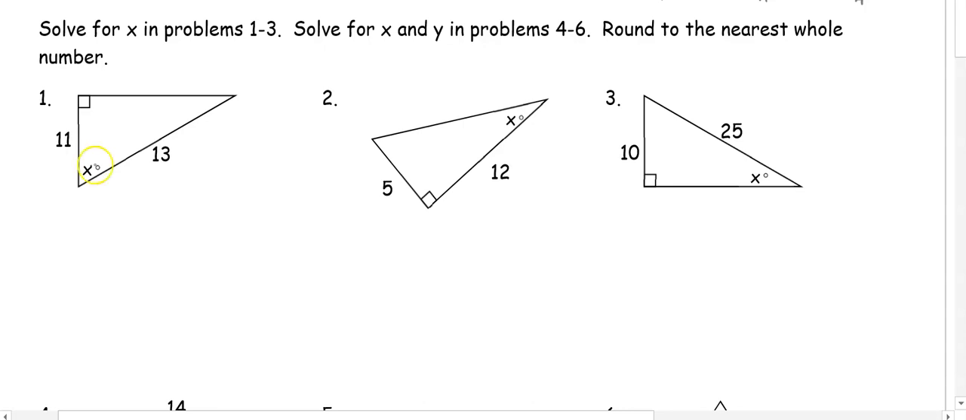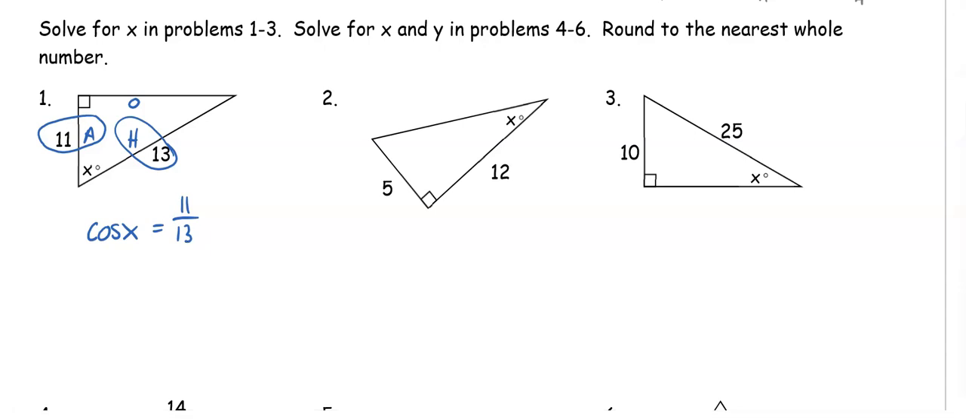So in number one, if we have angle X, we have our opposite, adjacent, and hypotenuse sides. The adjacent and hypotenuse have a value on them, which means we are using cosine. So we have the cosine of X equals 11 over 13. To get the X by itself, we can't just divide by cosine. Instead, we have to use the cosine inverse. So to get X by itself, we would have the cosine inverse of 11 over 13.